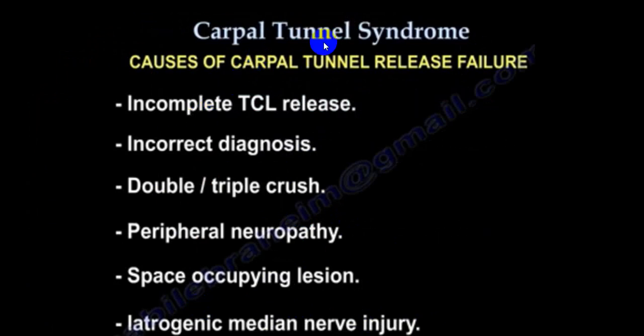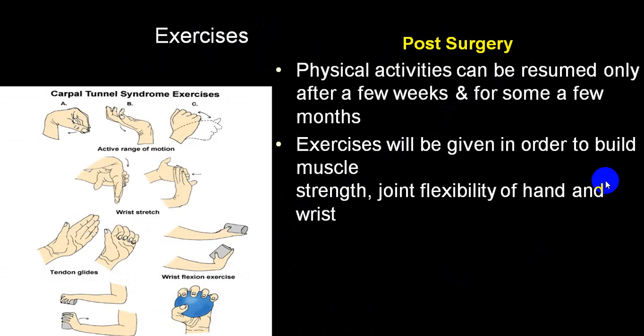Repeated carpal tunnel and failure of carpal tunnel release will be because of incomplete release, incorrect diagnosis, double crush or triple crush, peripheral neuropathy, space occupying lesion, or iatrogenic median nerve injury. These will be some of the causes. Post surgically you will have to go for regular exercises.